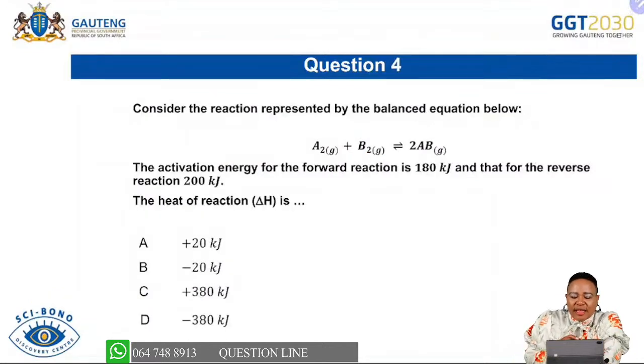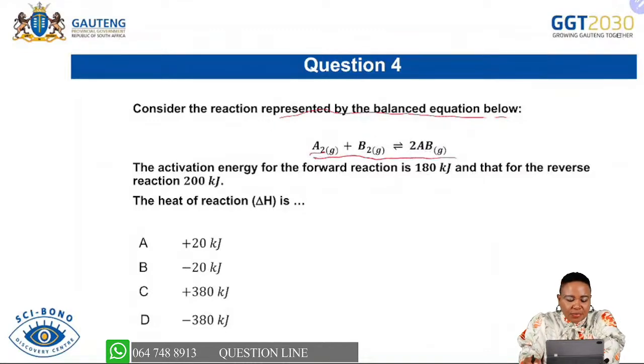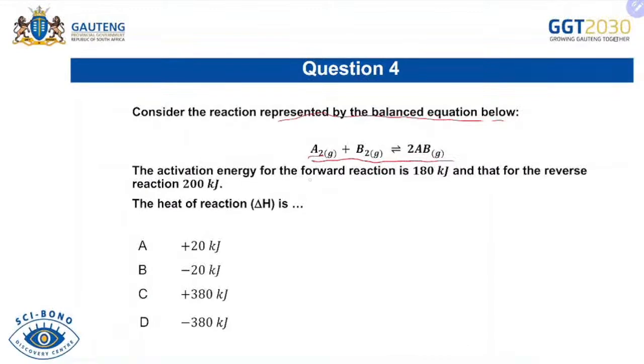Here they say consider the reaction represented by the balanced equation below. A plus B gives you 2B, which is a homogeneous reaction, as they are all in the same phase and they are gases. The activation energy of the forward reaction is 180 kilojoules, and that of the reverse reaction is 200 kilojoules. What is the change in delta H?